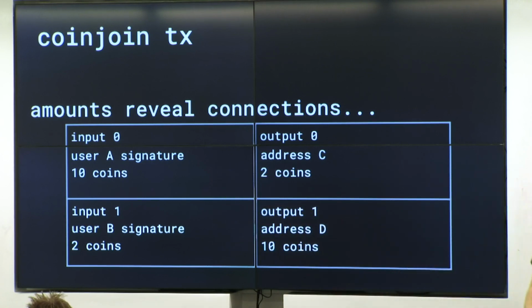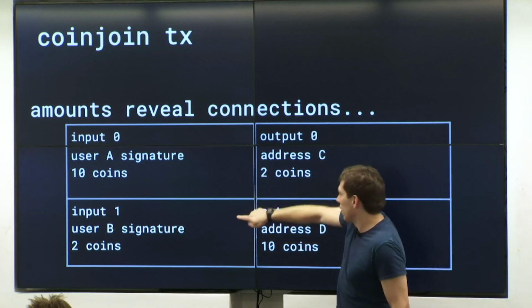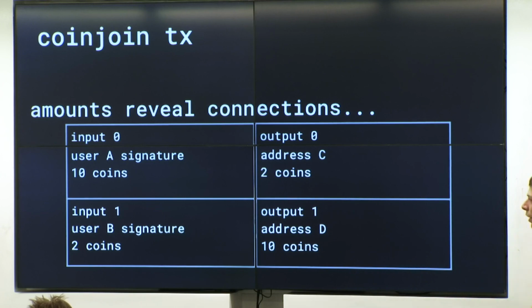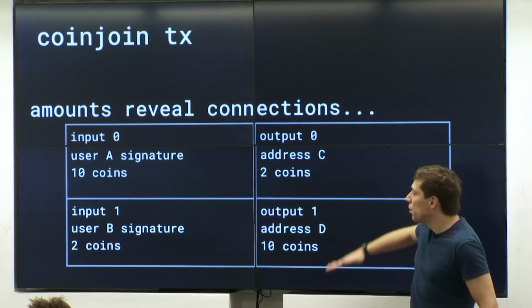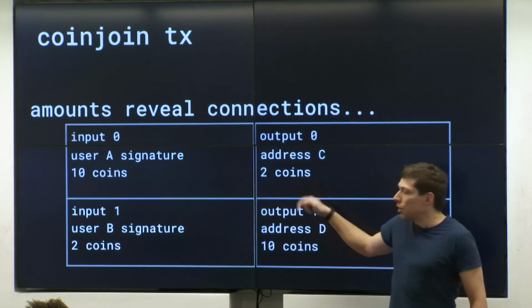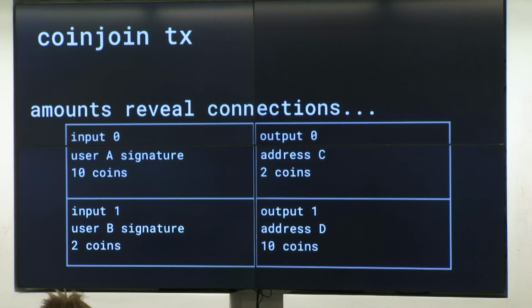So if the goal is to obscure the transaction graph and have better anonymity because no one can tell what's going where, this doesn't really work. I showed that there is a way to do it: if you have 2, 2, 8, then the 8 is obviously from the person with 10, but the two different 2-coin outputs are unlinkable. So that helps, but it's not great.